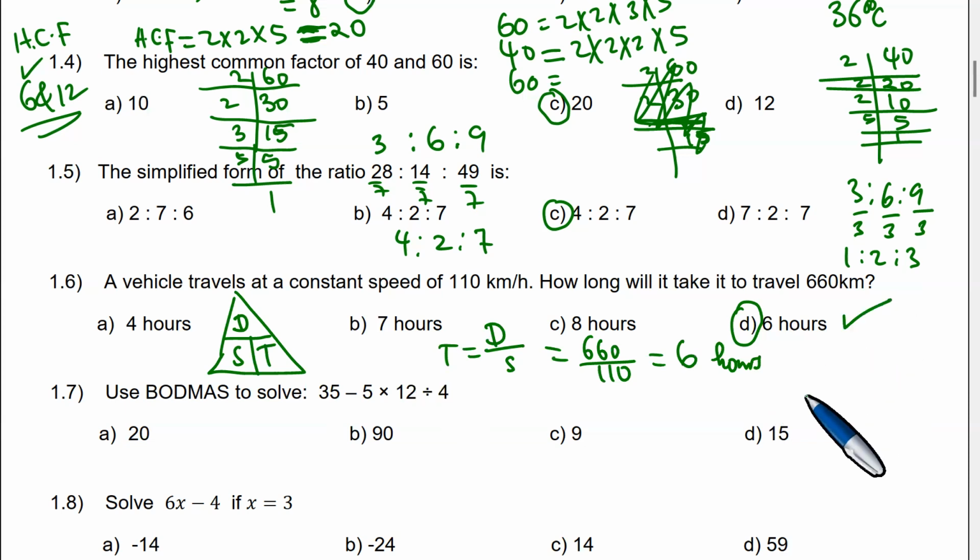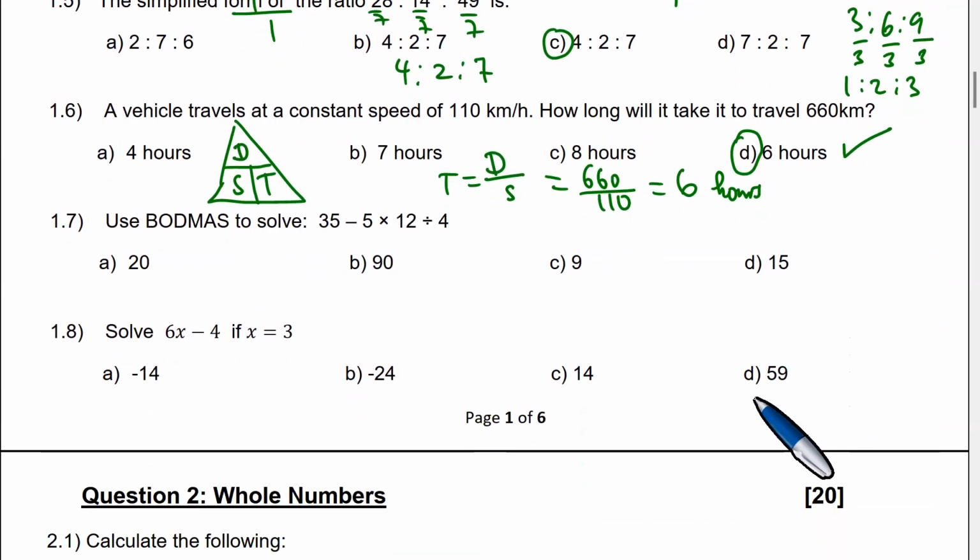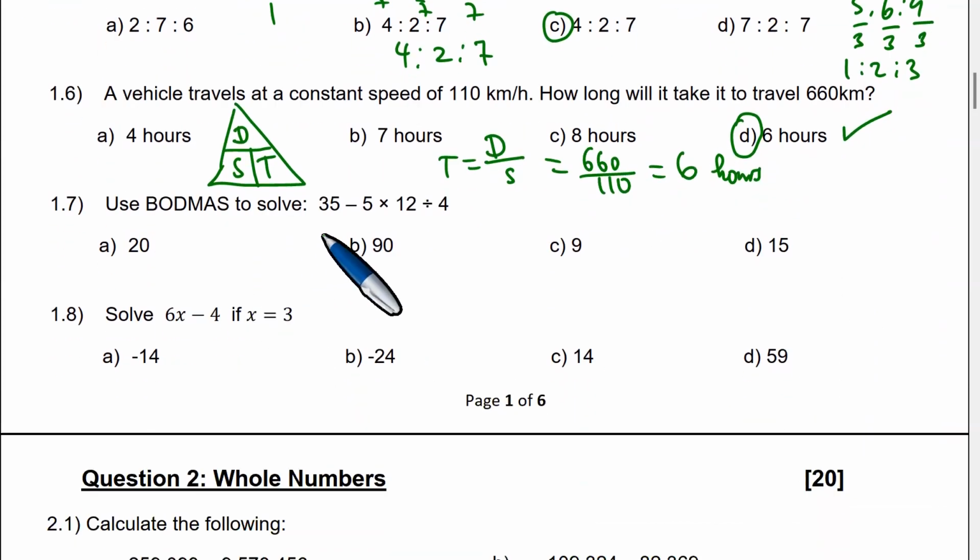All together. Next question, 1.7. Use BODMAS to solve this. 35 minus 5 by 12 divided by 4. What's the answer? Lindsay? 35. What's the answer? I'm still calculating.